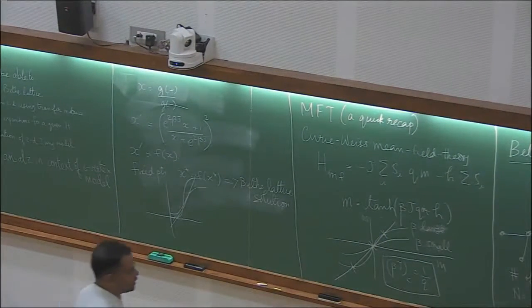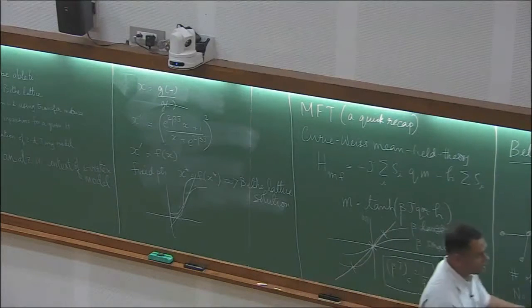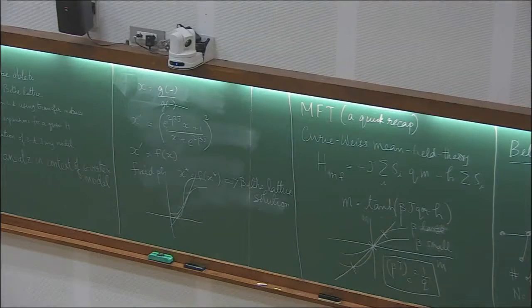Remember that we could have done this for any of these steps, we could have done it for Q coordination number, in which case this would have become Q, this would have become Q, Q, Q, and this would have become Q minus 1. That would be the only difference.